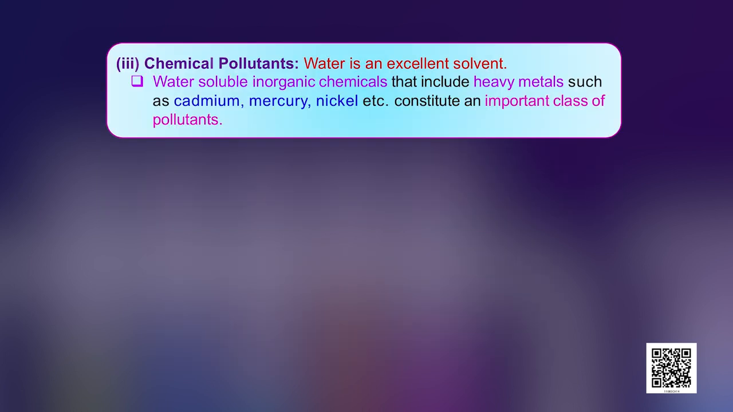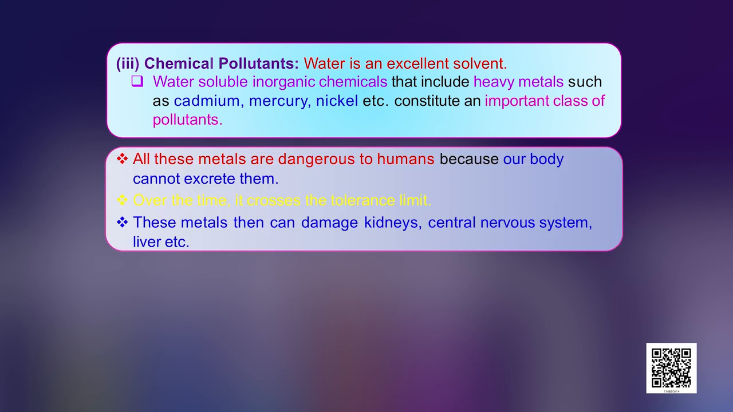Now, coming to the chemical pollutants in water, you know that water is an excellent solvent. Thus, water soluble inorganic chemicals that include heavy metals such as cadmium, mercury, nickel, etc., constitute an important class of pollutants. All these metals are dangerous to humans because our body cannot excrete them. Over time, it crosses the tolerance limits. These metals can then damage our kidneys, central nervous system, liver, etc., in the body.